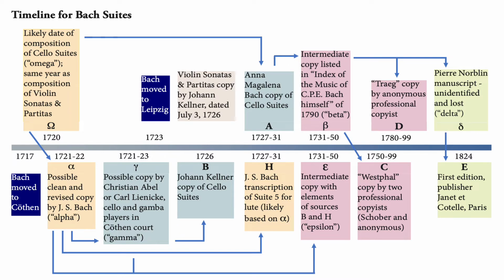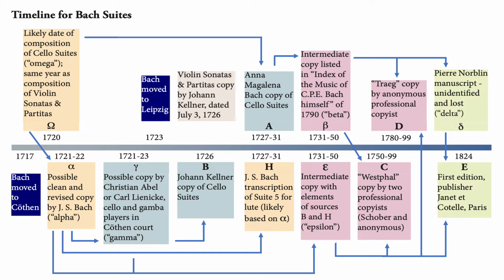The Epsilon copyist may have had access to the copy that Kellner copied from, possibly written by a cellist in Köthen. Thus, the later sources are examples of what James Greer calls contamination. He defines this as the consultation of two independent sources in the preparation of a third.